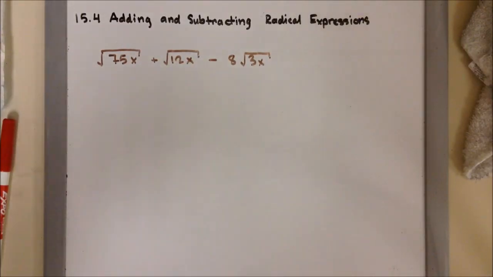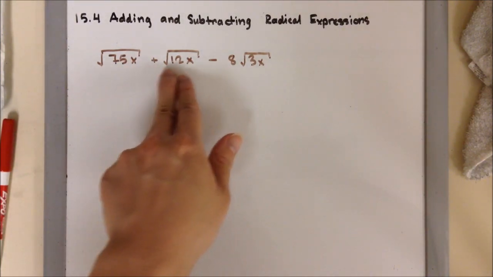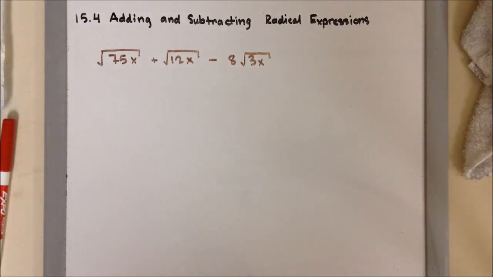In this part, we're going to be working on adding and subtracting radical expressions, but now we have variables in them. So let's take a look at the example. First, we have the square root of 75x plus the square root of 12x minus 8 square root of 3x. So we're going to analyze each part.